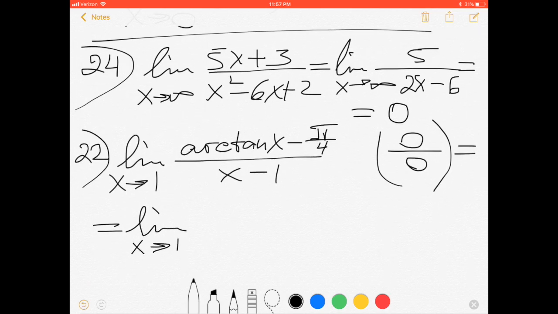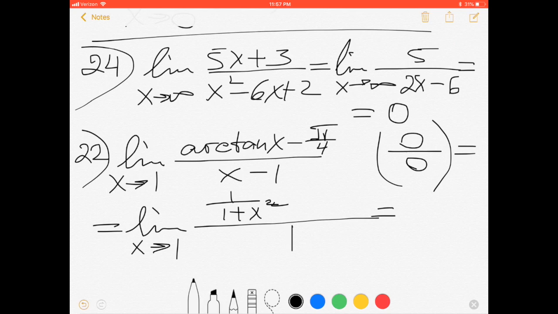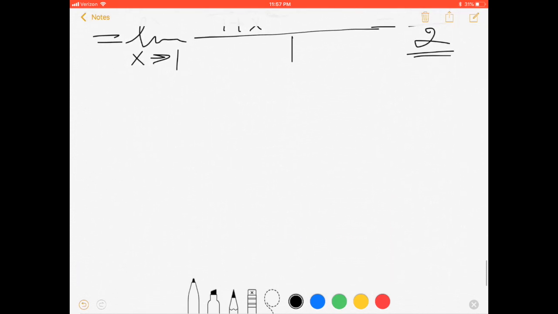We have, as x approaches 1, 1 over 1 plus x squared. This is the derivative of arctangent, and only 1 in the denominator. Plugging in 1, you have 1 half. This is our answer.